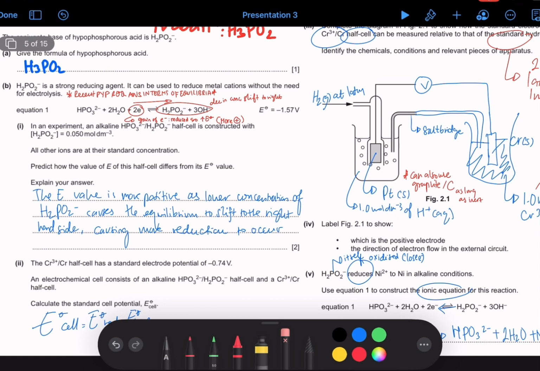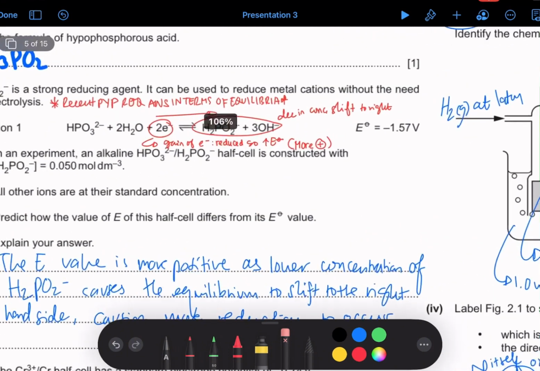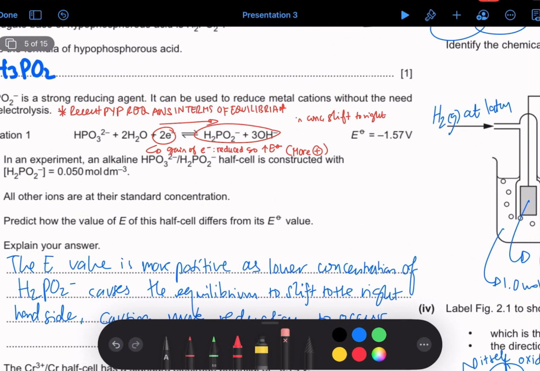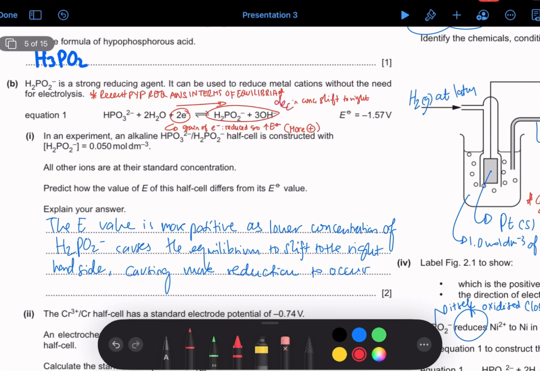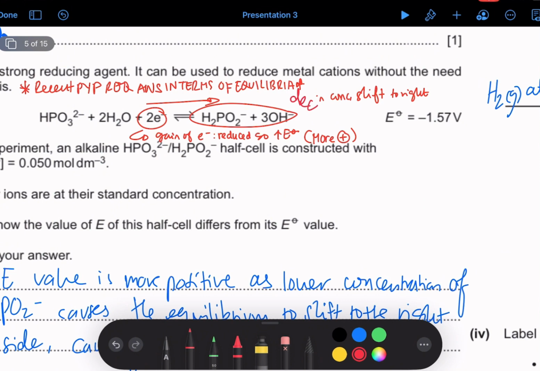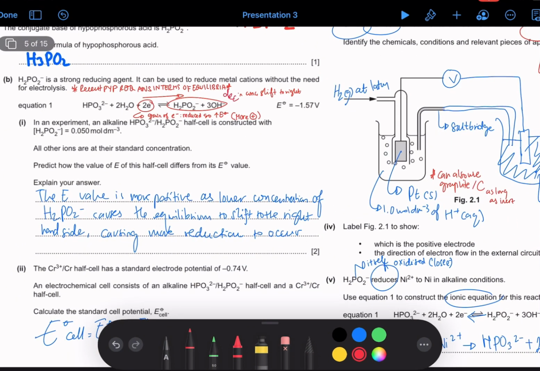This causes the equilibrium to shift to the right hand side, causing more reduction to occur. If this one has decreased in concentration, the equilibrium will move to the right hand side because it will try to balance it, because again it's in equilibrium. This causes more forward reaction to occur, so more reduction, and that's why your E value increases and becomes more positive.